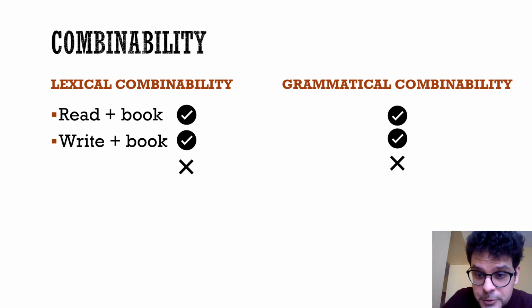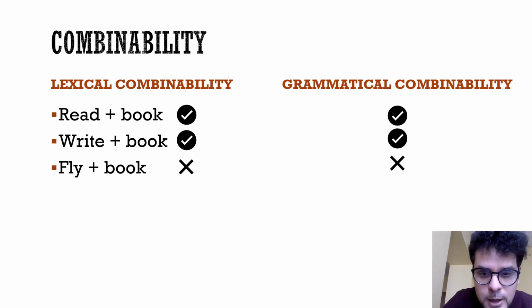So also to write a book, this combination would depend on extra linguistic or encyclopedic knowledge. So it will be sort of independent from the specific language we are focusing on. If we take fly a book, it would not work in any language, apart from some examples in Duolingo.